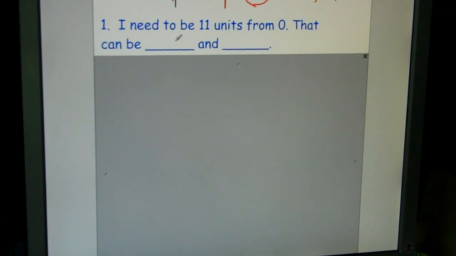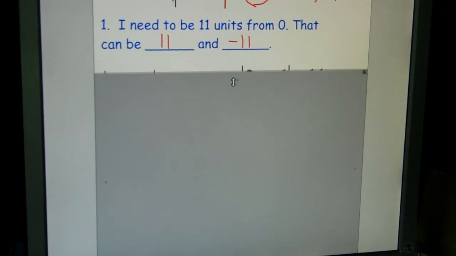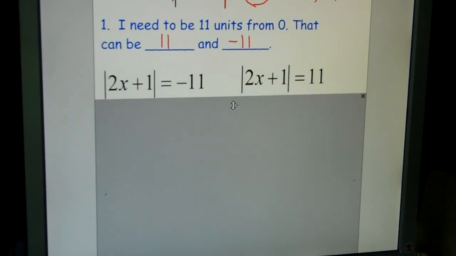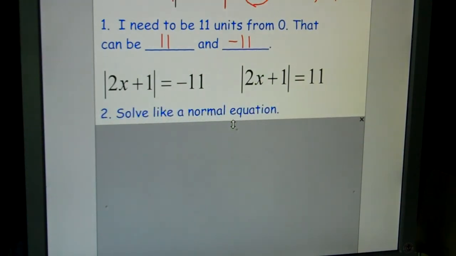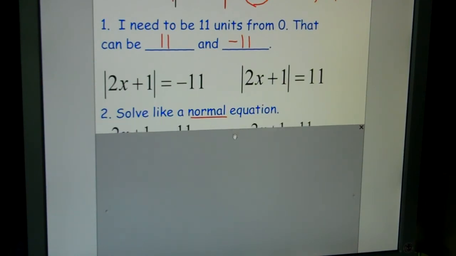Oh, looky there, I had it here. I need to be 11 units from 0. That can be 11 and negative 11. All right, we've got that. Now we need to set up our two equations, and there they are. And for the time being, once you get your two equations, you can ignore the absolute value bars. Okay, you're just going to solve it like regular. Solve like a normal equation. But I have two to solve.